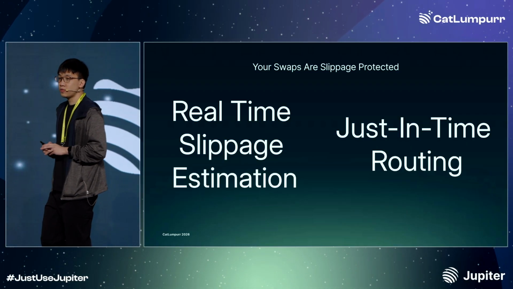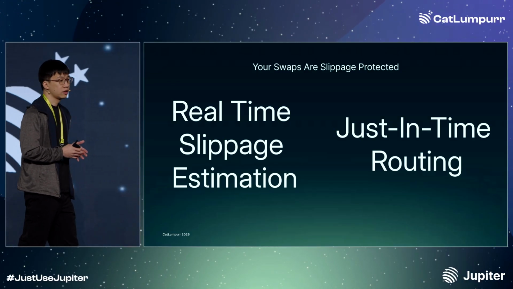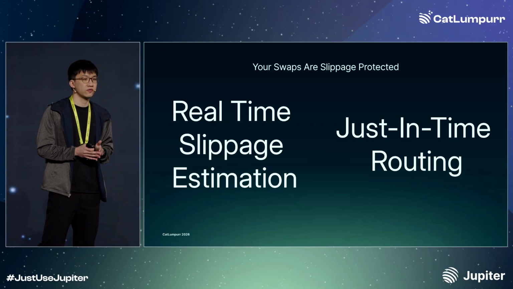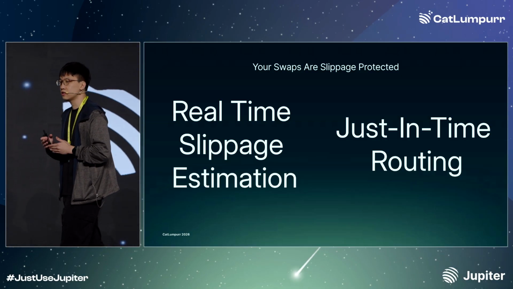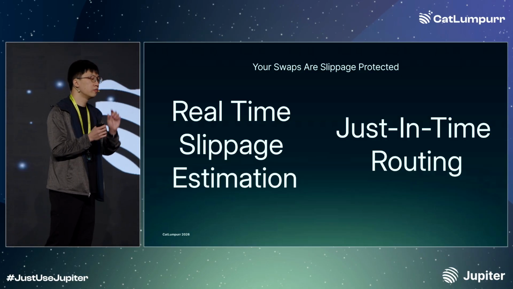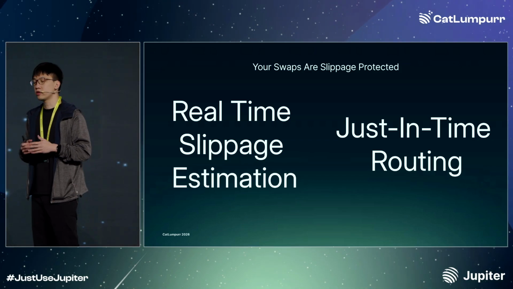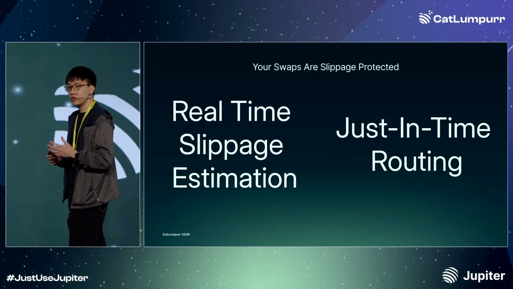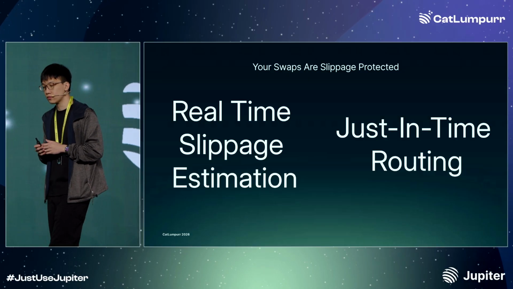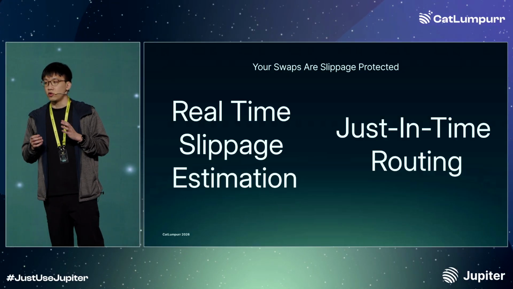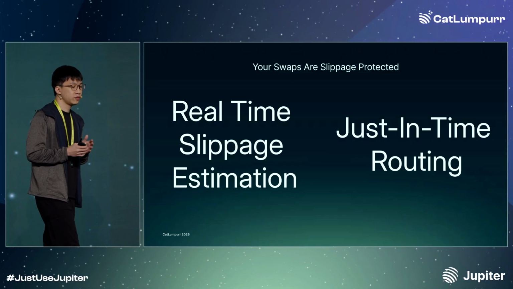That's not all. We spend a lot of time and effort into ensuring that you get the most optimal slippage on your swaps. One of the key features of Ultra is real-time slippage estimation. This means that we do statistical analysis on past swaps and determine the most optimal slippage to make your swap succeed. Over the past year, we have iterated across many different versions, and I'm confident that we have arrived at an effective and optimal slippage estimation algorithm. On top of that, we have recently begun experimenting with just-in-time routing, which will further enhance slippage protection for you.